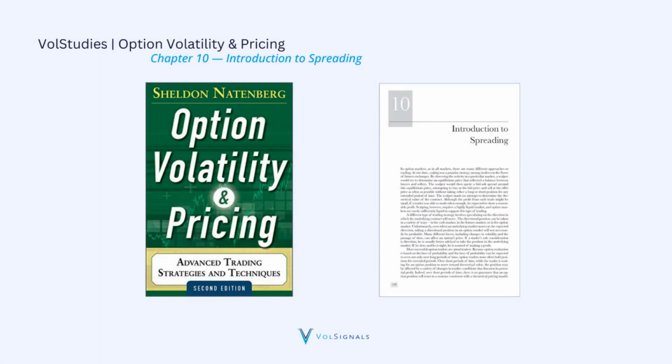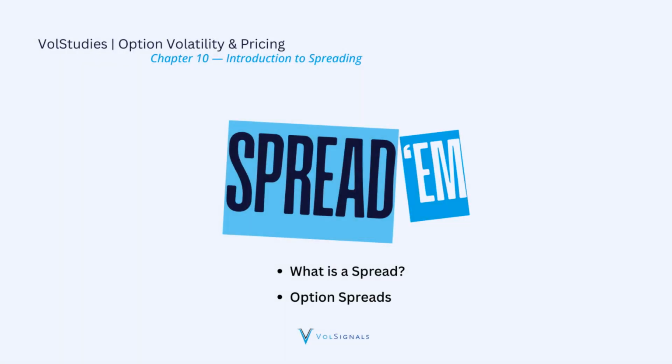This is Chapter 10, Introduction to Spreading. Now, Natenberg reminds us in the beginning of the chapter that you might be more familiar with two types of trading that are not spreading. The most obvious one to me is directional trading. Most of us probably do this on a regular basis.